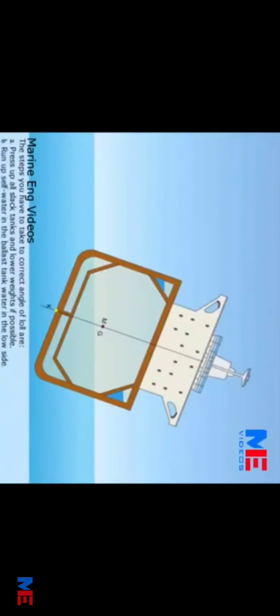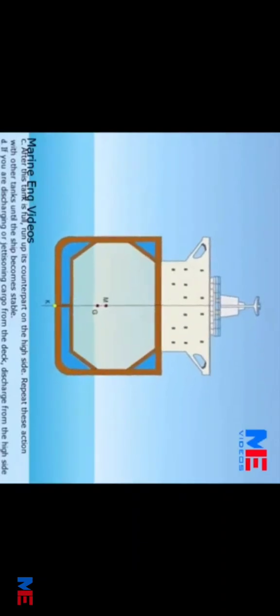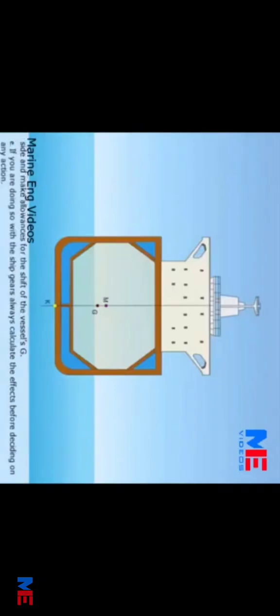The steps you have to take to correct angle of loll are: A. Press up all slack tanks and lower weights if possible. B. Run up, or fill, the ballast tank water in the low side. C. After this tank is full, run up its counterpart on the high side. Repeat this action with other tanks until the ship becomes stable. D. If you are discharging or jettisoning cargo from the deck, discharge from the high side and make allowances for the shift of the vessel's G.